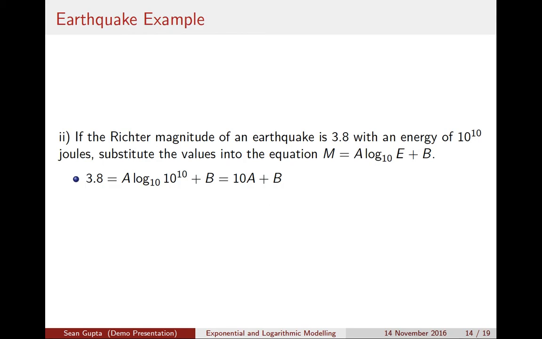Next, if the Richter magnitude of an earthquake is 3.8 with an energy of 10 to the power of 10 joule, substitute in the values. This is essentially the same as before. So left hand side 3.8, then we plug in E, 10 to the power of 10. Once again, log base 10 and 10 to the power of something cancel each other out. We get 10, so we have 10a plus b.